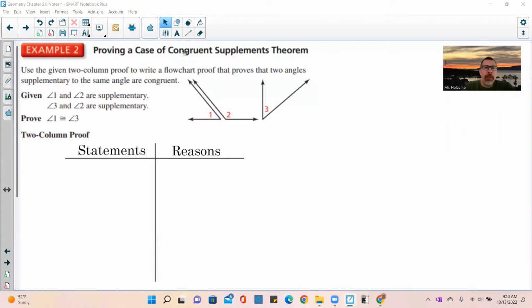Okay, so here is example 2, proving the case of congruent supplementary theorem. So it says, use the given two-column proof to write a flowchart proof that proves that two angles supplementary to the same angles are congruent. Okay, so we're going to be given a two-column proof, and we have to do the flowchart proof. I'm not going to spend a lot of time on this, but let me get that in here.